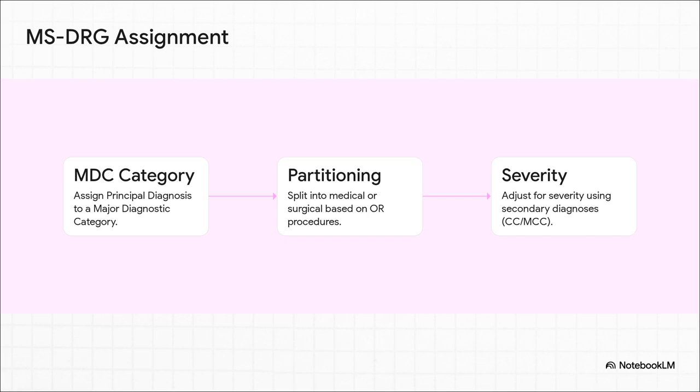Now, you might be wondering, how does a patient actually get sorted into one of these groups? Well, the MS-DRG grouper is a logic engine that follows a very specific three-step pathway. First up, the principal diagnosis assigns the case to one of 25 major diagnostic categories. Next, it looks at whether a surgical procedure occurred, and finally, it adjusts for severity based on secondary diagnoses. Put simply, clinical similarity plus resource similarity equals one single payment group.